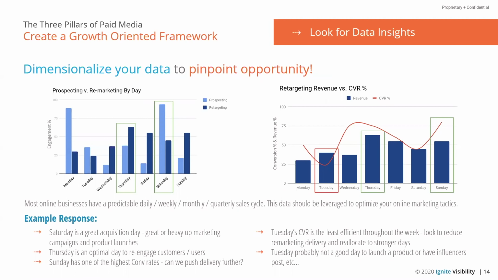From a high level, I would say that this information will give me reason to investigate further and perhaps keep me from recommending or launching new products, or keep influencers from posting on Tuesday. And you can likely make the same case for Monday as well. On the other hand, Sunday looks to be a much more promising day for remarketing performance.